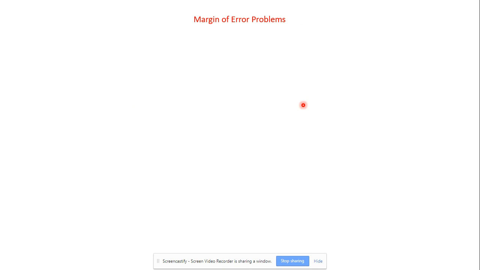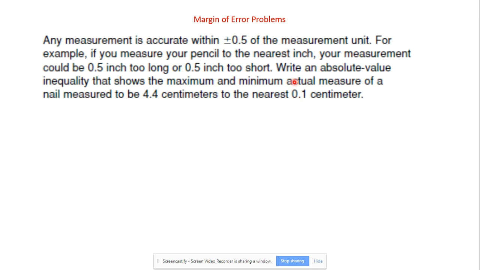And then one last thing, margin of error problems. These come up a couple times, and it's kind of a tricky wording type of question, but they're actually really easy. So here it tells us about margin of error. This whole top part is just a description of it. Write an absolute value inequality that shows the maximum and minimum actual measure of a nail measured to be 4.4 centimeters to the nearest 0.1 centimeter.